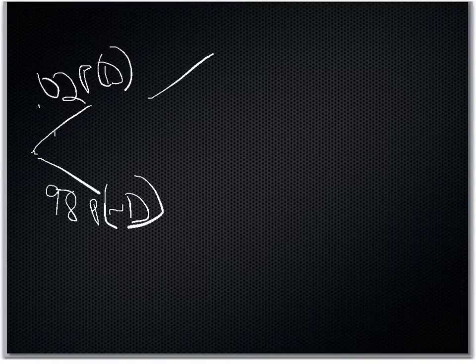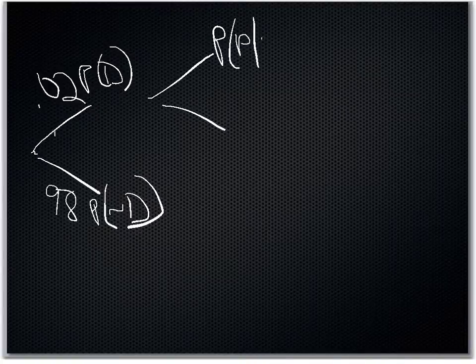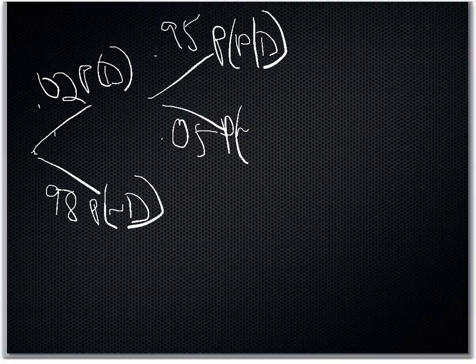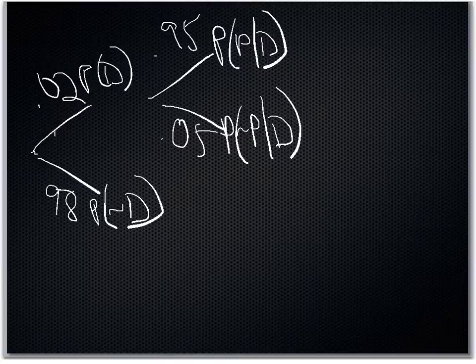Now, we further know that given that they take drugs, the probability that they're going to test positive is going to be 0.95, because that's the converse of the probability that they did not test positive, given that they took drugs. That's also called a false negative.